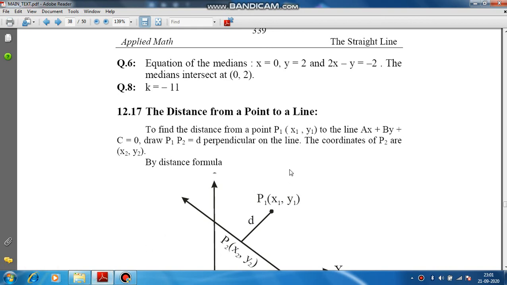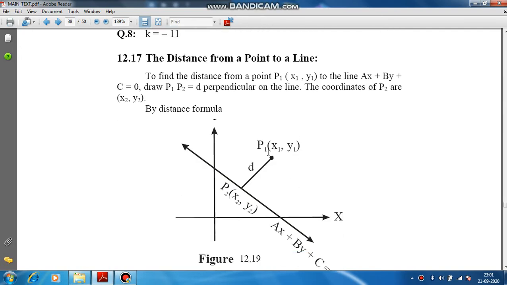Dear students, in the last classes we discussed different forms of straight lines, the general form of straight lines, and how to convert the general form into standard forms. Now today we will discuss the distance from a point to a line.